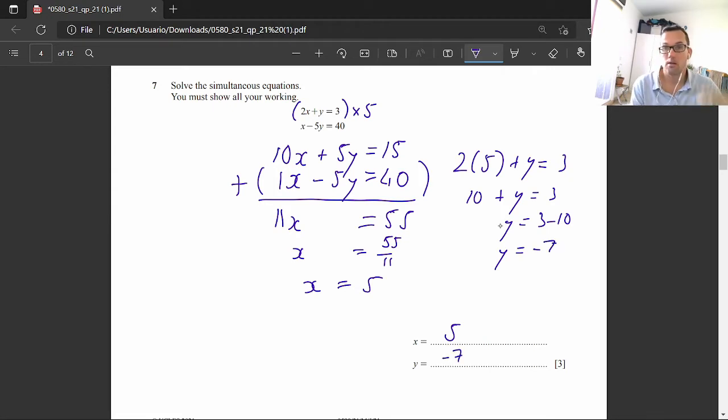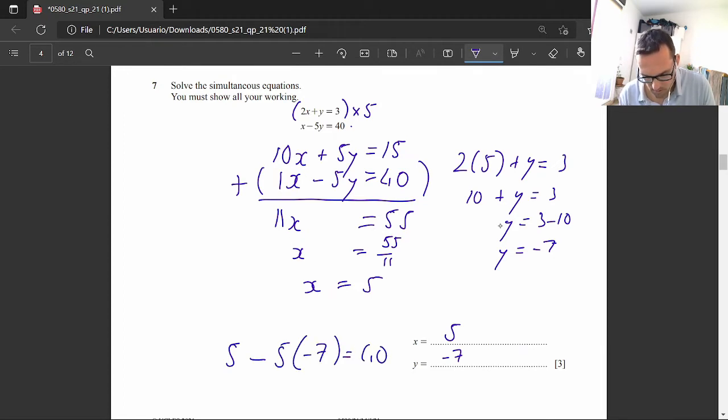Okay, got the answer. Let's have a quick check. Is this correct? Let's use the second equation, see if it works. Substitute the 5 for the x in the second equation, and substitute the y in there, minus 7. Okay, should equal 40. So 5 minus 5 times minus 7, 2 negatives is a positive, 35. 5 plus 35 is 40. Yes, it's correct. We got it right.